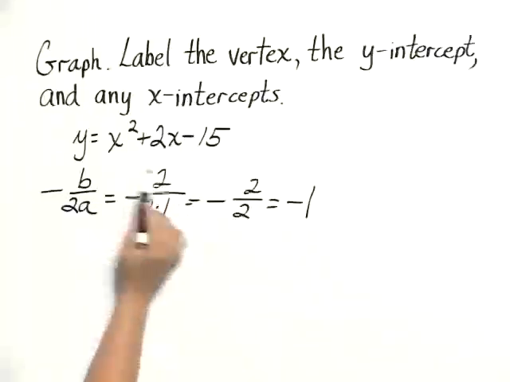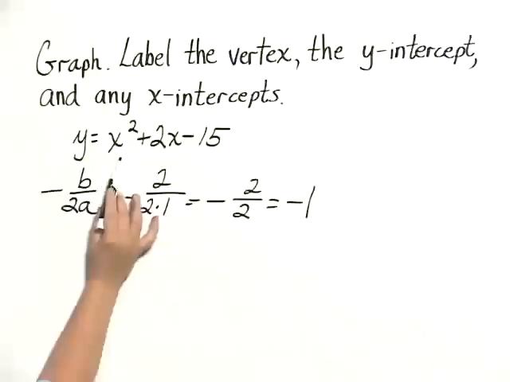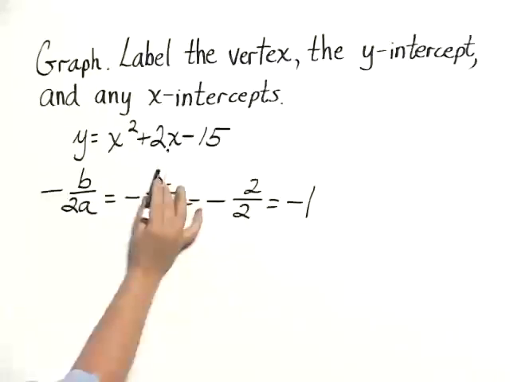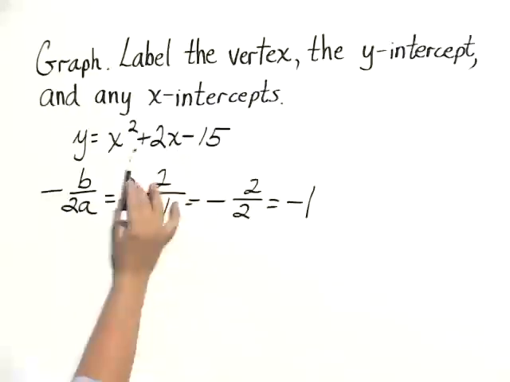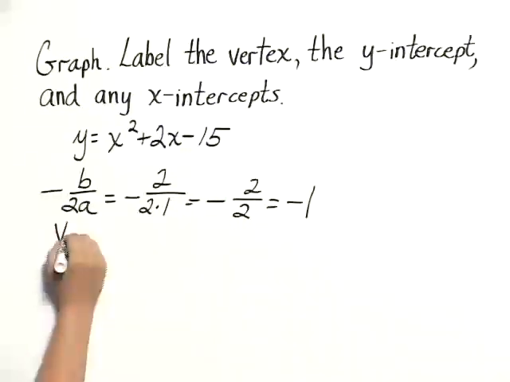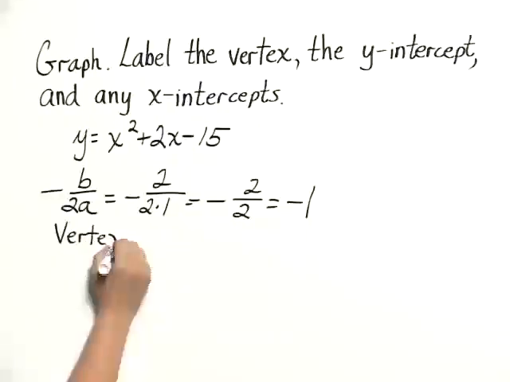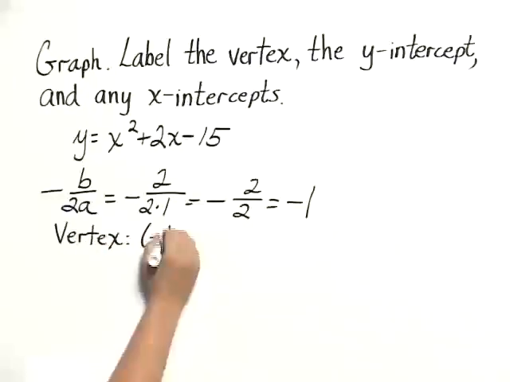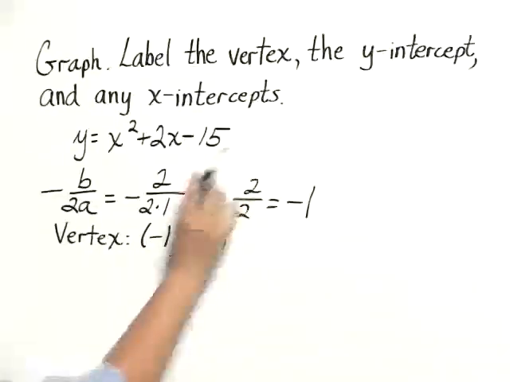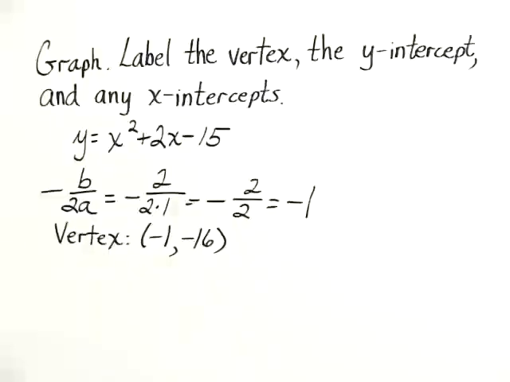To find the y-coordinate, we substitute negative 1 for x. We have negative 1 squared, which is 1, plus 2 times negative 1. 1 minus 2 is negative 1, minus 15, it would be negative 16. So the vertex is negative 1, negative 16.